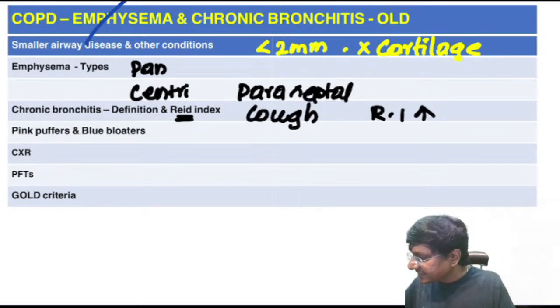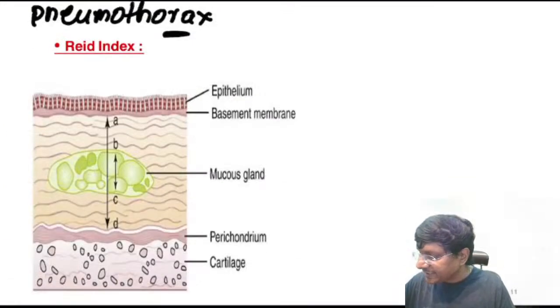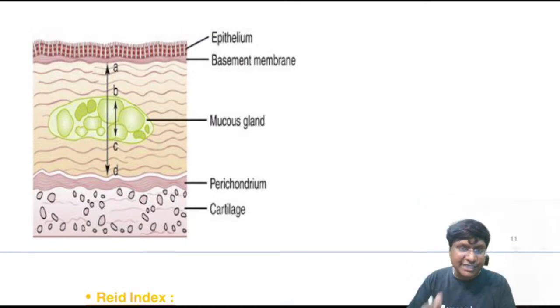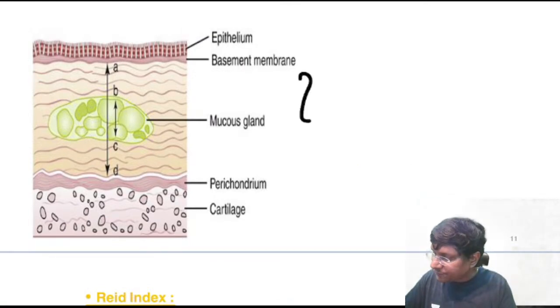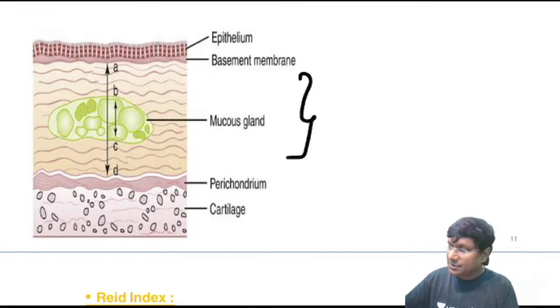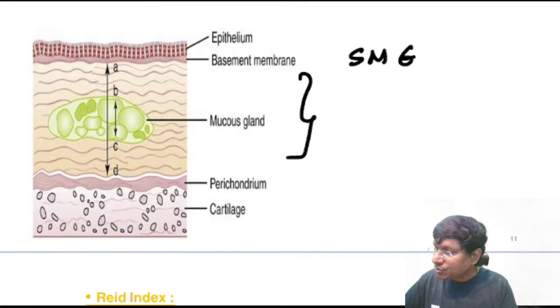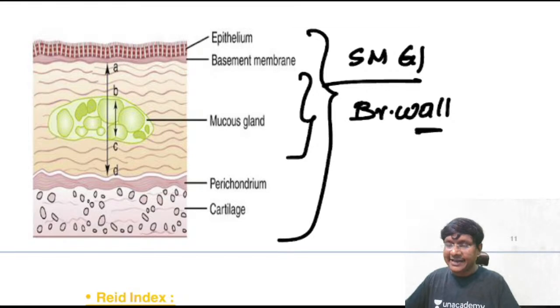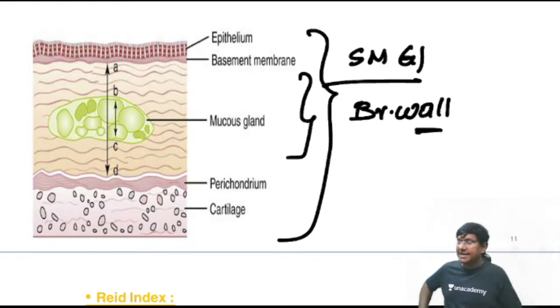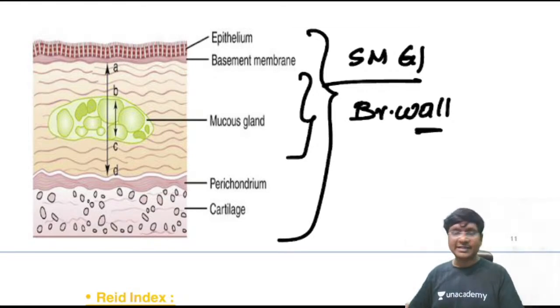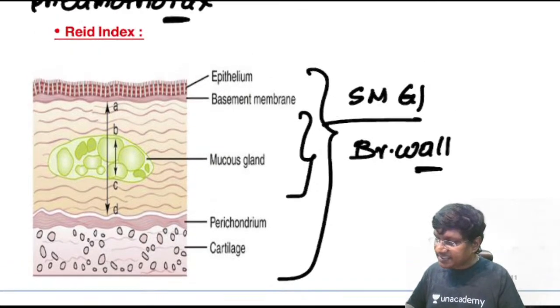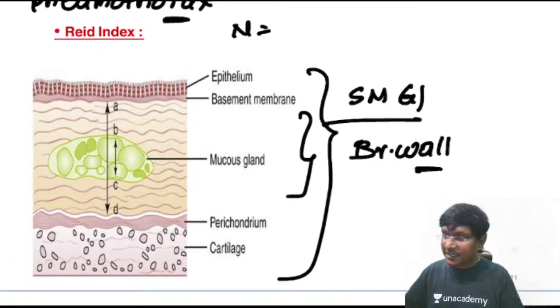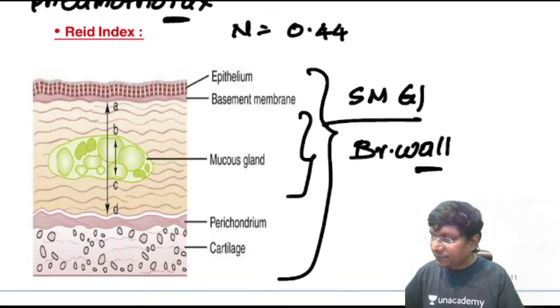Now, what exactly is the Reid index? It is nothing but a ratio. It is the ratio of the thickness of the submucosal glands to that of the entire bronchial wall. That is called the Reid index. And how much is the normal Reid index? Normal Reid index is around 0.44 plus or minus 0.09.